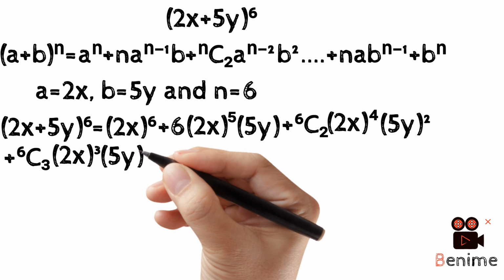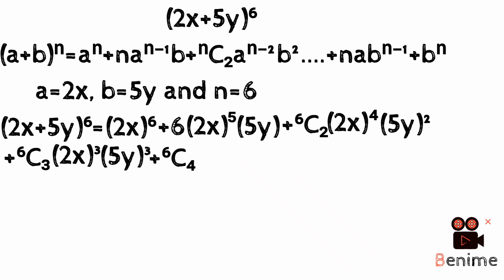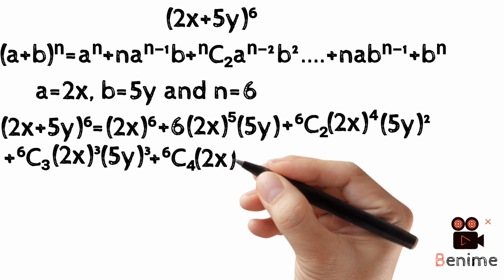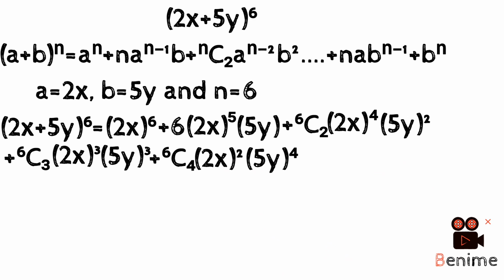Then we get to the next term. The combination for this term now will be 6 combination 4. 6 combination 4, that's where we are now. That's 2x, then 6 combination 4, then 2x to the power of 2, because remember our power of a is reducing. It was formerly 3, now it's reduced to 2. Then 5y, which is b, is increasing from 3 to 4 now. So that's 5y raised to the power of 4.